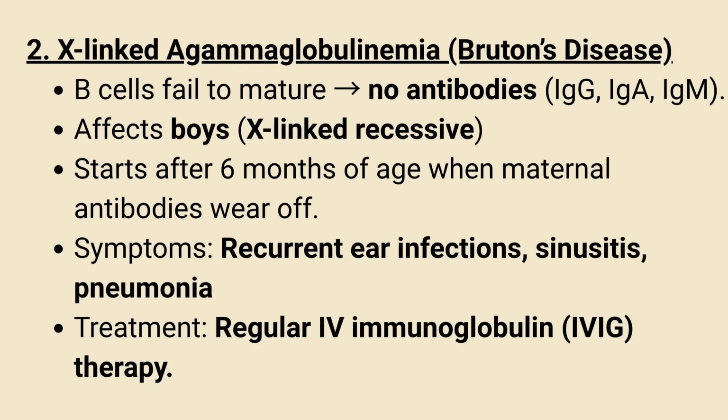X-linked agammaglobulinemia or Bruton's disease. This disorder affects B cell development. The B cells fail to mature, so antibodies such as IgG, IgA or IgM are not produced. So the patient cannot fight bacteria that depend on antibody response. The disease mainly affects boys because it is X-linked recessive. Symptoms include recurrent ear infections, sinusitis, and pneumonia starting around 6 months after maternal antibodies fade. The treatment includes regular intravenous immunoglobulin therapy.